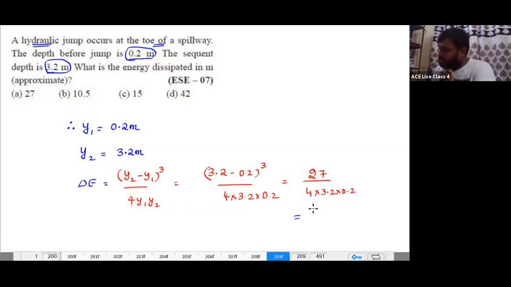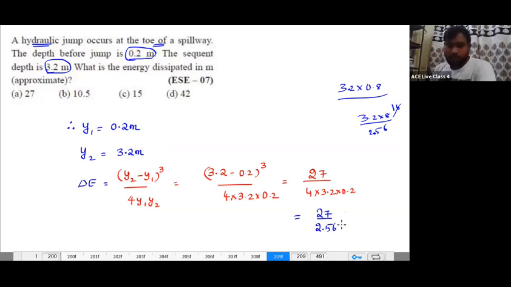Without using the calculator, I want to go the other way. 4 into 0.2 is 0.8. 3.2 into 0.8 is 2.56. So 27 by 2.56 is going to be just more than 10. Yes or no? It's going to be just more than 10.